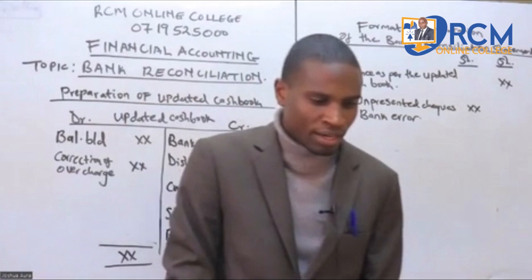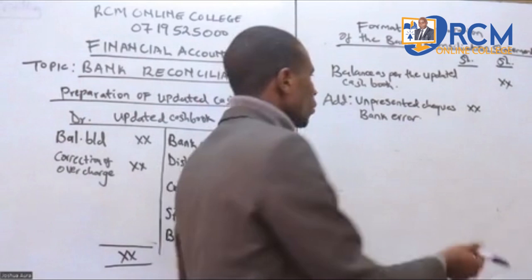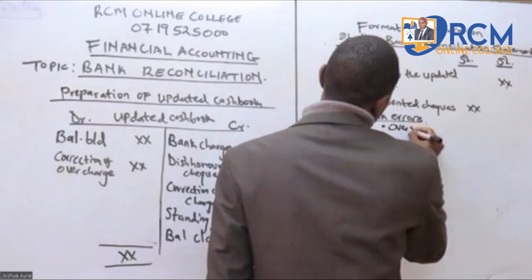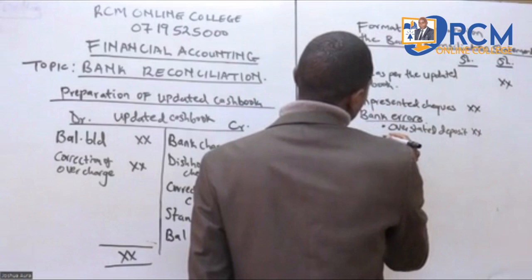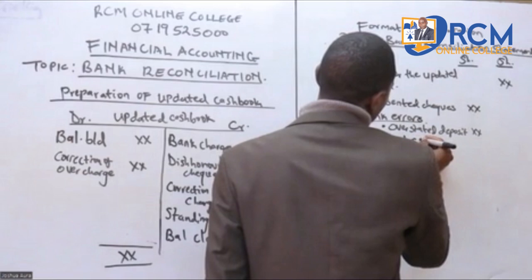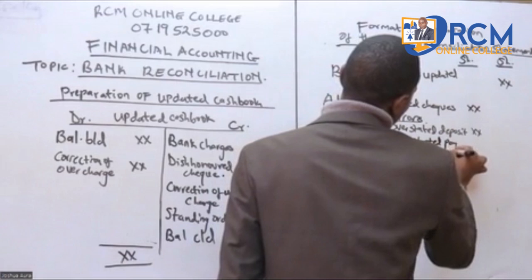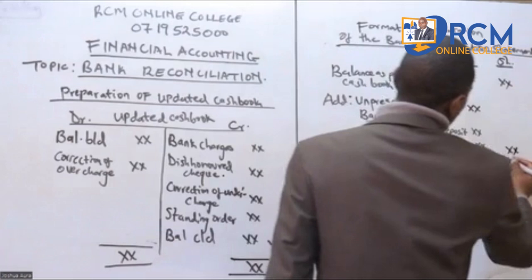For instance, an example of an error that can lead to an increase in the bank balance is overstated deposits. That one we add. Then you can have understated payment. This will increase the balance. Those are some of the errors that you might come across, and you add them, sum them, and put them in the last column.